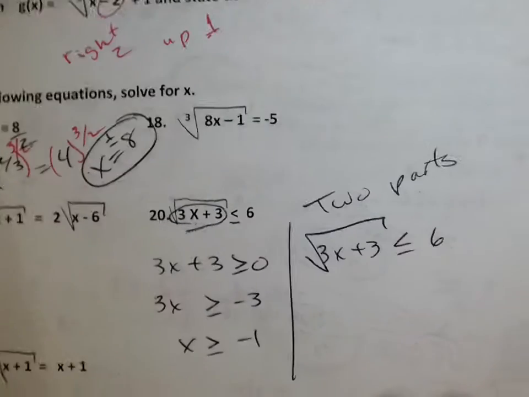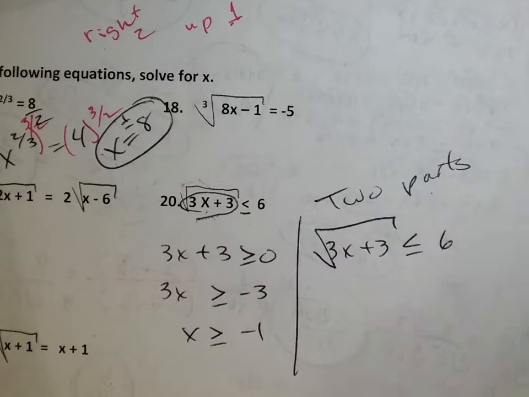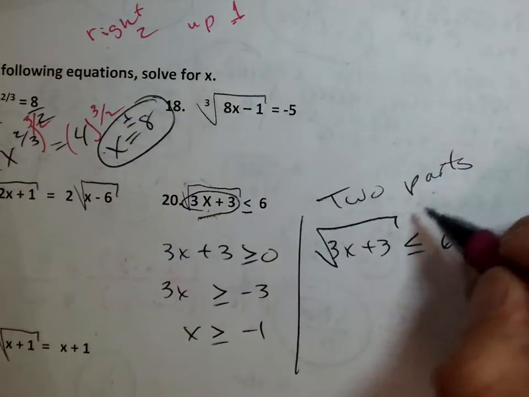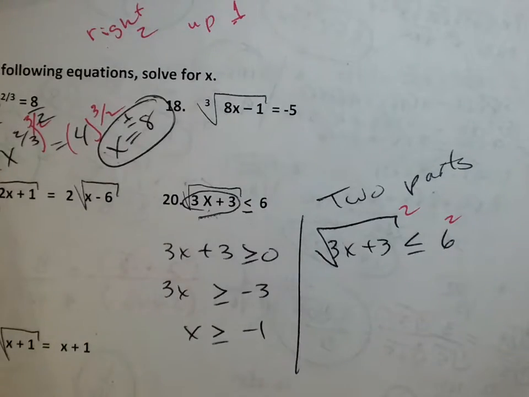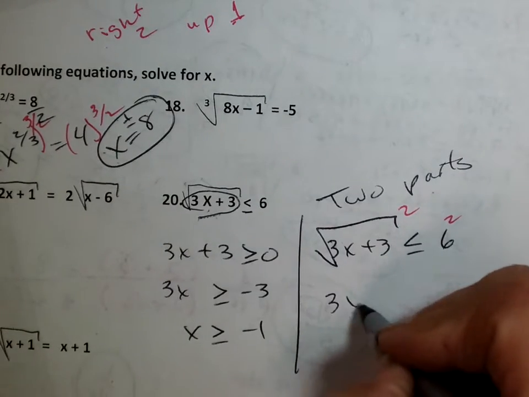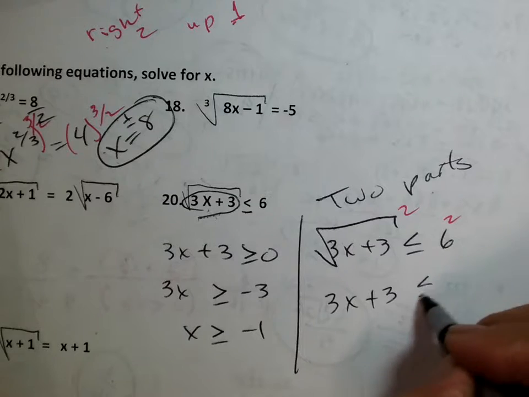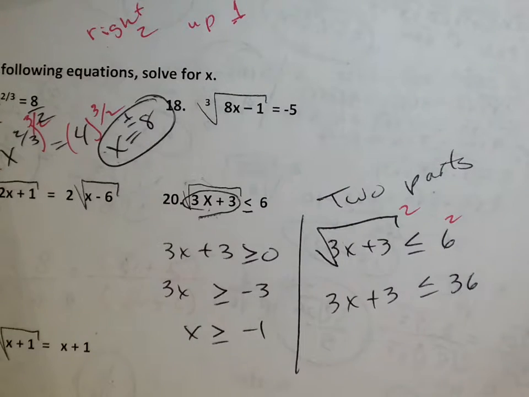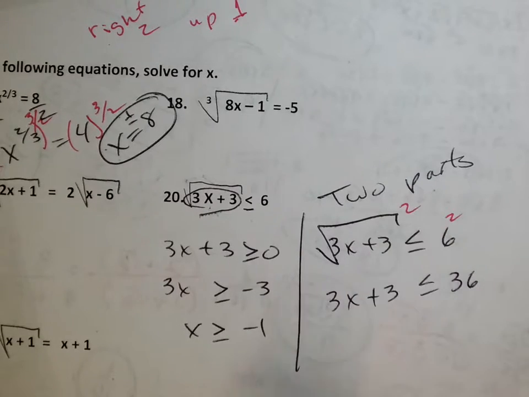I sure can. So now, let's solve it, okay? So the second part is just to solve. We're going to square it. I'm going to have a 3x plus 3 is less than or equal to 36. This is the easy part, right? Actually, they're both easy. We just have to remember it's got two parts. If you write that in your notes, it's got two parts. You're going to be in good shape, okay?